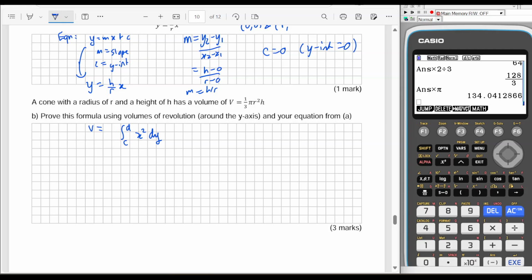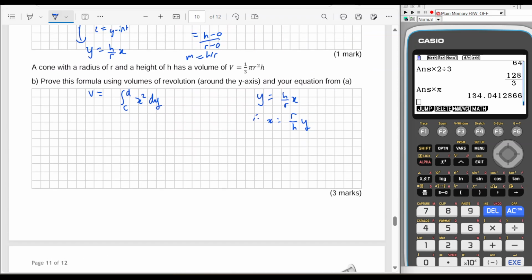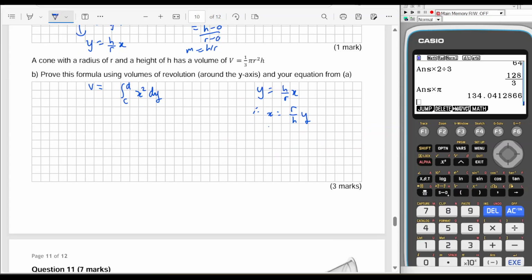And we need all our values. So y is h over rx. Therefore, x is r over hy. We just sort of times like that. So this would be the integral from 0 to h, because those are the y values. And we've got r over hy, and we're going to square that to y. And we're going to put a pi in front of it. So this is pi.